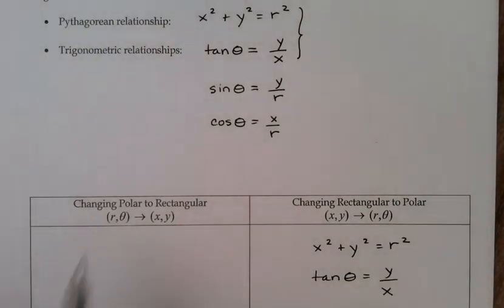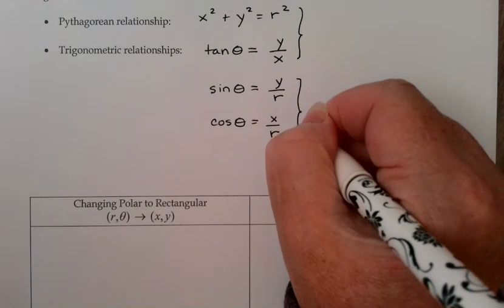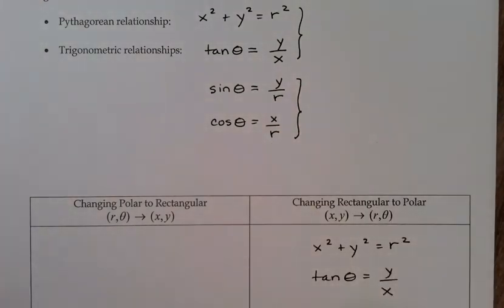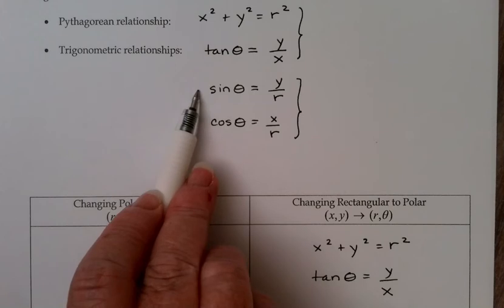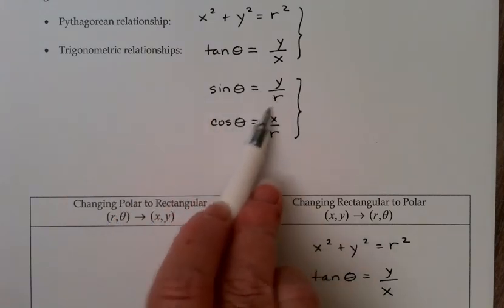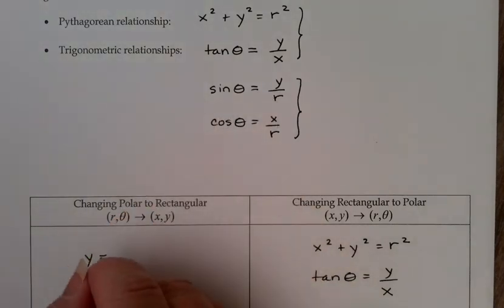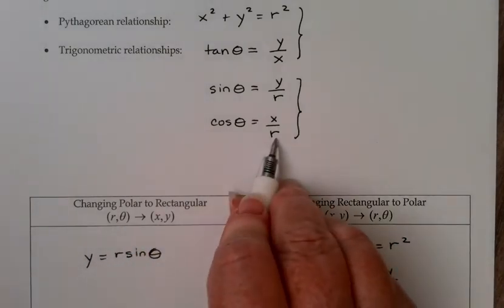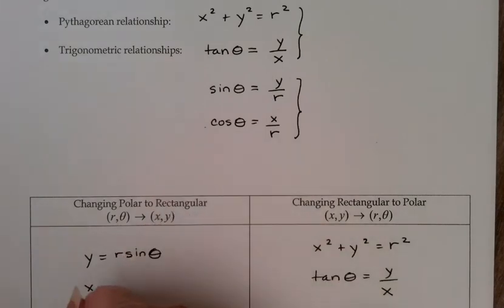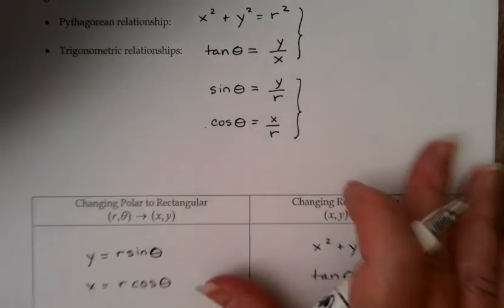If I'm going the other way, if I'm starting with known polar coordinates and I want to move to rectangular, I'll use a slightly modified form of those bottom 2. All I'm going to do is multiply the r over. So this says y equals r sine theta. And this one would say x equals r cosine theta. So let's use these equations to do a little converting.